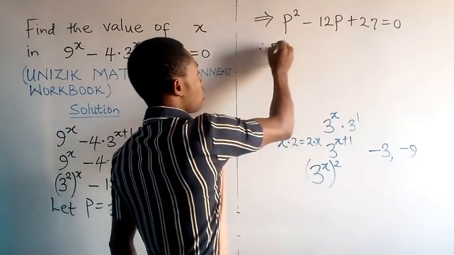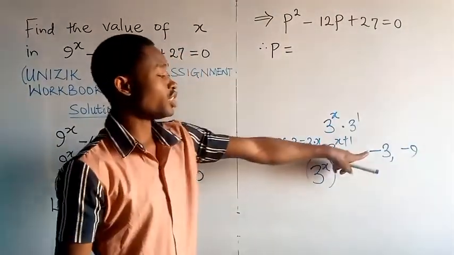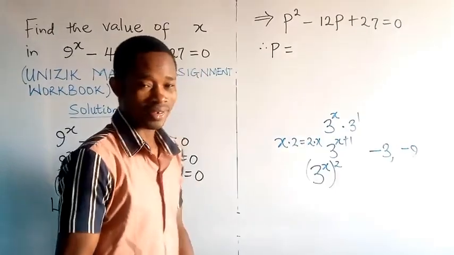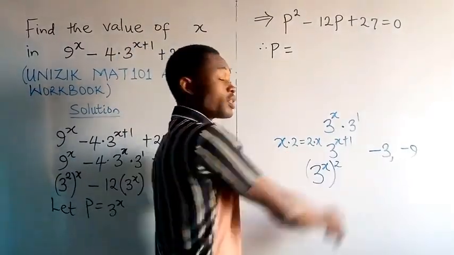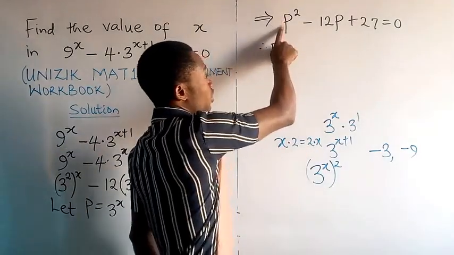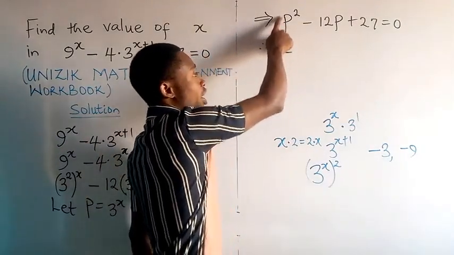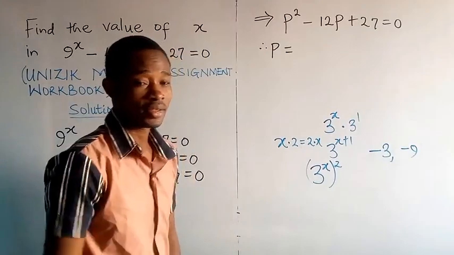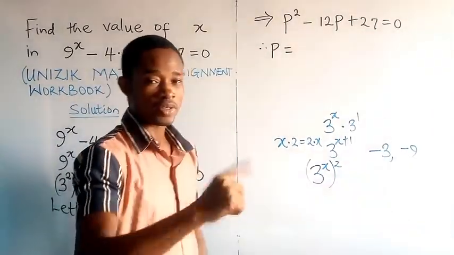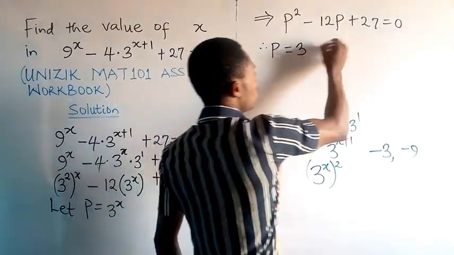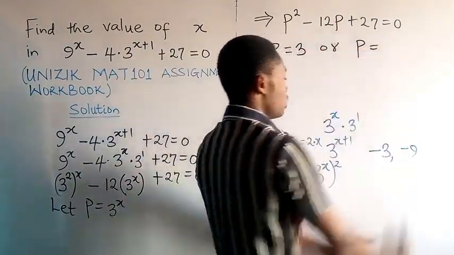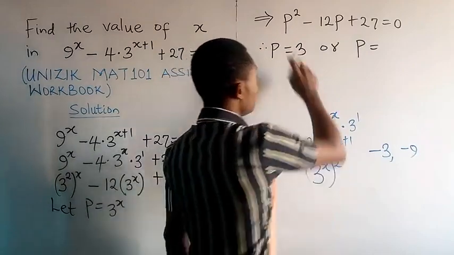Therefore, the value of p is equal to, all I have to do, change the sign of this factor. This is minus 3. If you change it, you're going to get plus 3. Then divide it by what is multiplying this p squared. And what is multiplying this p squared is 1. So changing minus 3, you have plus 3 divided by 1, you get 3. Or p is equal to, do the same here, change the sign, you get plus 9, divided by 1, you get 9.